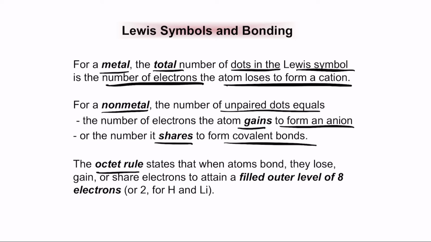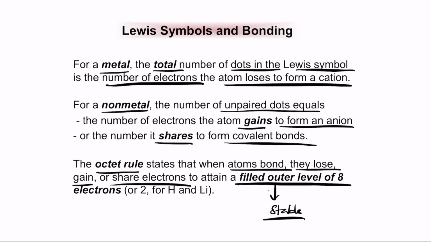So the octet rule here states that whenever atoms bond, they lose, gain or share electrons to attain a filled outer level of 8. Once they reach a filled outer level of 8 electrons, that's when we call this a stable structure. So stability comes from the octet here. That octet rule is generally 8, but it is 2 for hydrogen and lithium.